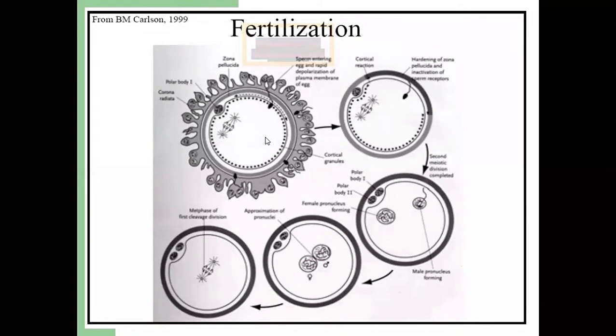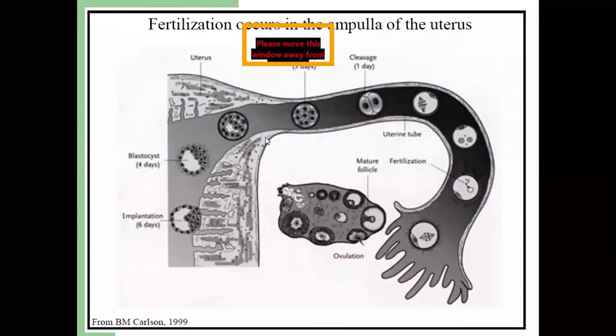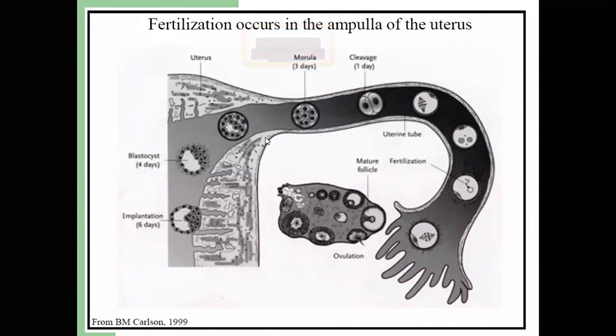Next slide, we'll just show you the fusion of the egg cell and the sperm cells. Next slide. The next slide will show you that, di ba, nandyan yung ovary? That drawing there in the middle is the ovary. And during ovulation, it will expel the ovum.